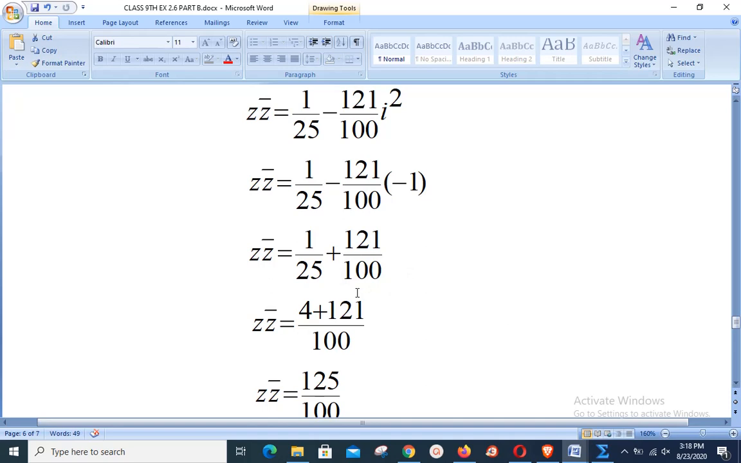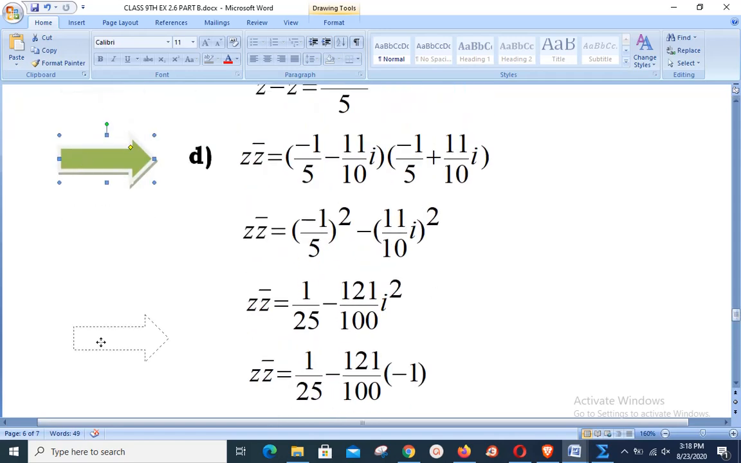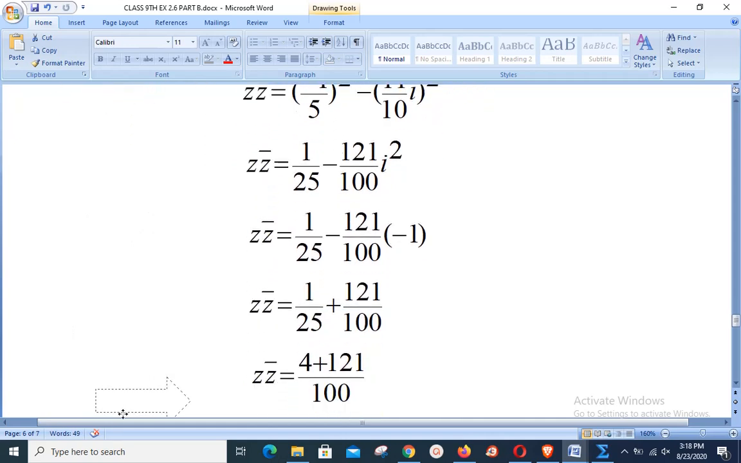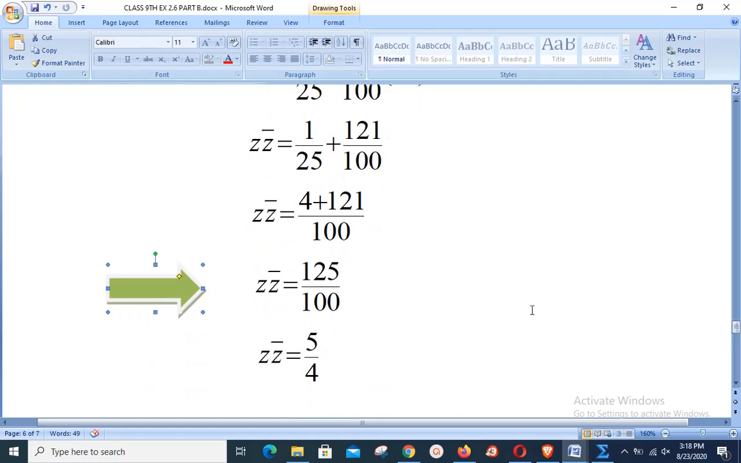As discussed earlier, for two fractions with a plus sign between them, you will have to take the LCM of 25 and 100, which is very clear, 100. So we have 25 into 4 is 100, 4 ones are 4, plus 121 remains the same, as the LCM and denominator both are the same. Hope you all are understanding. In the next step, we have 125 over 100. Now this can be cancelled by utilizing the number 5.